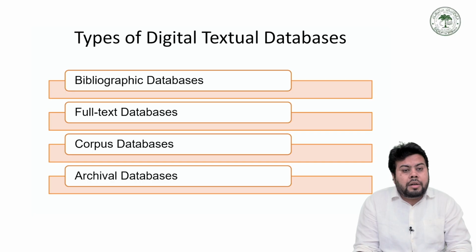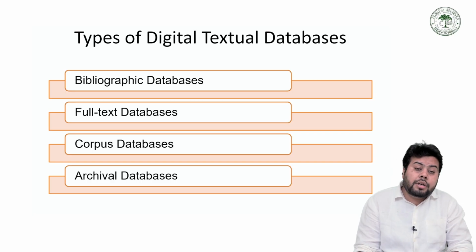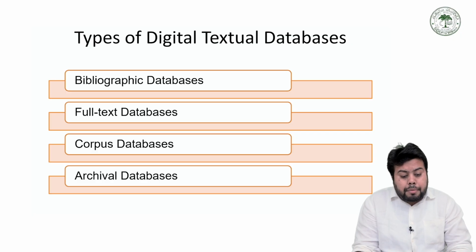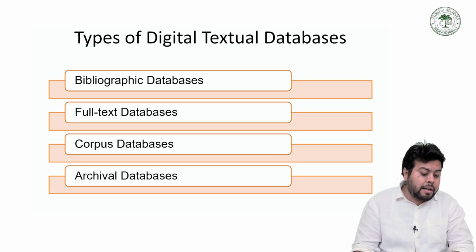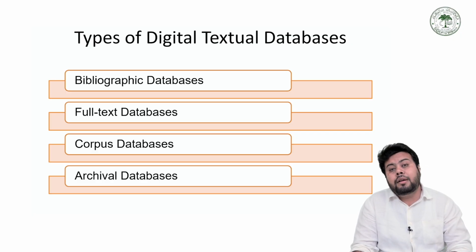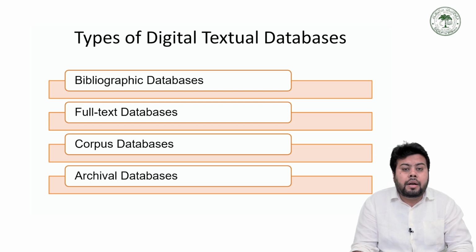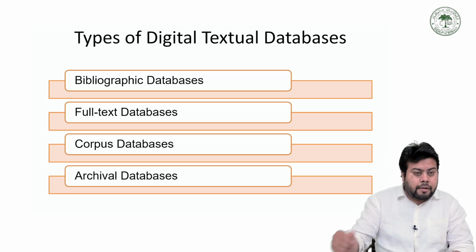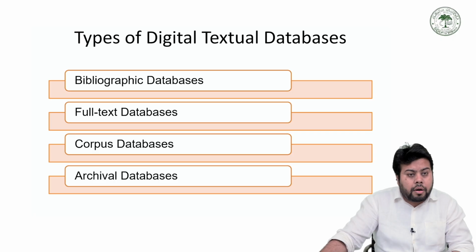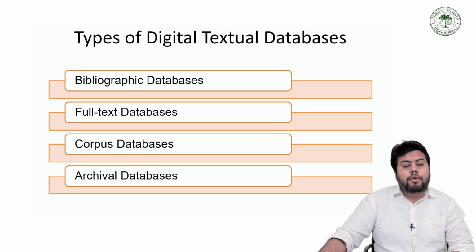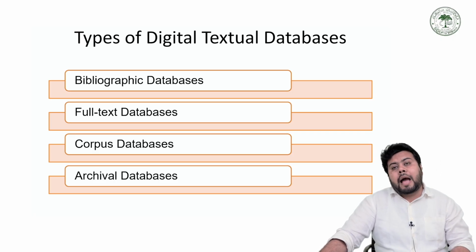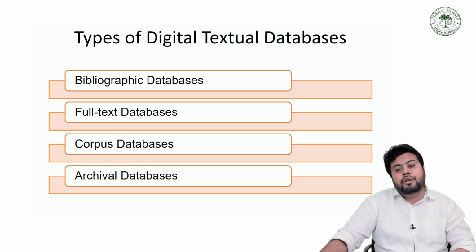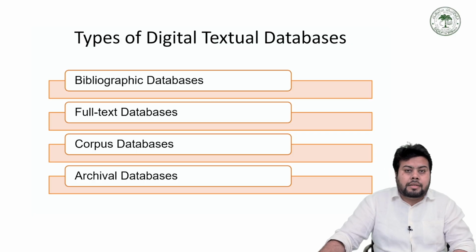Now, these are some of the types of digital textual databases that we have: bibliographical databases, full text databases, corpus databases, and archival databases. Out of which, let's take the first one, which is the bibliographic database. A bibliographic database contains the abstract and the publication information rather than the complete text. For example, JSTOR is there, Project Muse is there, Google Scholar is there.